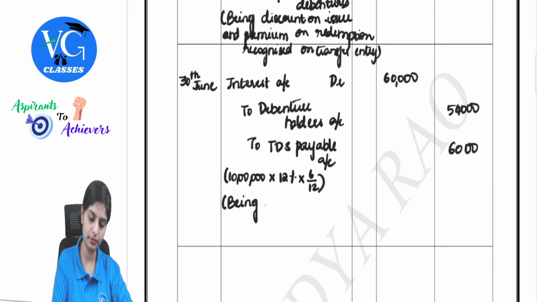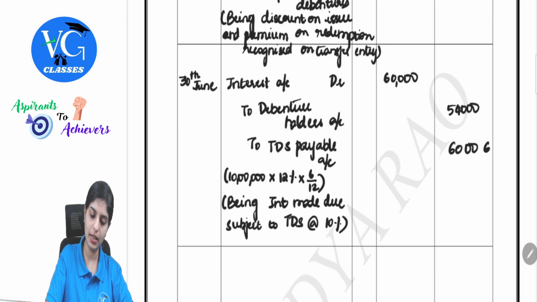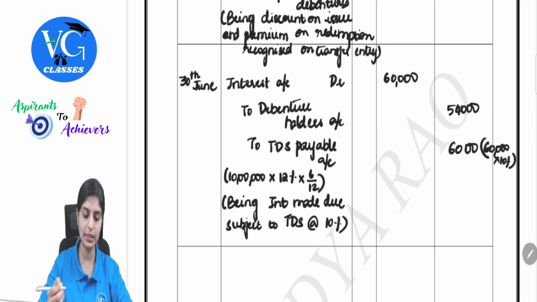Being interest made due, along with, okay, we can just write this as subject to TDS at 10%. So how did we get this? 60,000 into 10%. I hope this is clear. So this was on 30th June.